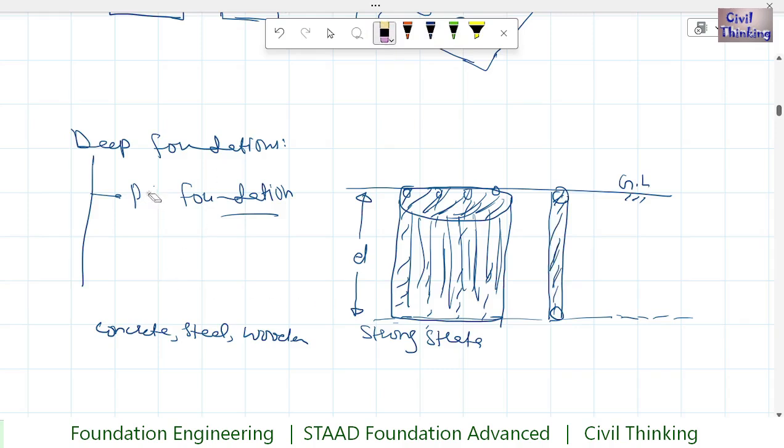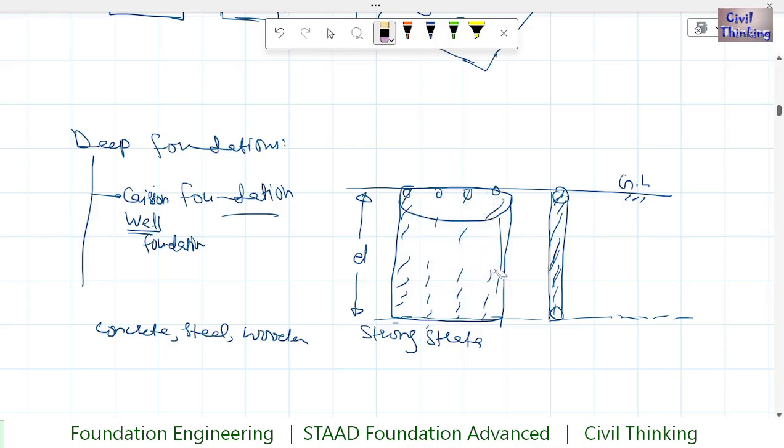Then we have caisson or well foundation. Now as the word well says, how does a well look like? It is hollow, right? So it is like a caisson but hollow. So this is our caisson, it is hollow inside. So this is caisson foundation. Okay, so let us move on.